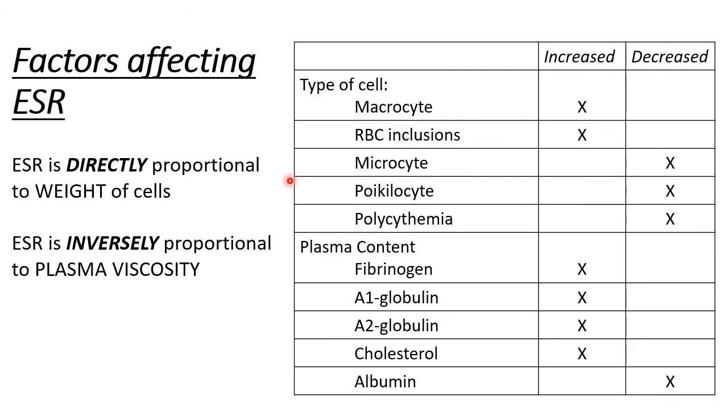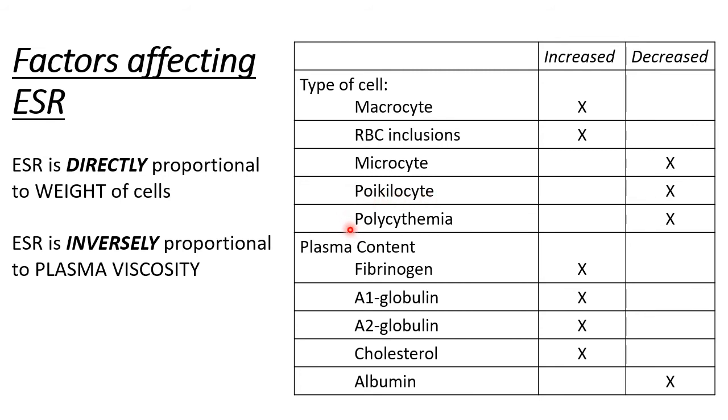So, ano yung mga mabibigat na cells? Number 1, macrocyte due to enlarged cell. RBC inclusions, may mga laman na abnormal pigmentation or inclusions na nagpapabigat sa cell. It will increase the ESR. Ano naman yung mga mayroong decreased ESR? Microcyte due to less or smaller size of the RBC. Poikilocyte. Bakit decrease dito? Kasi kakaiba yung shape. Hindi maganda yung pag-rouleau formation.